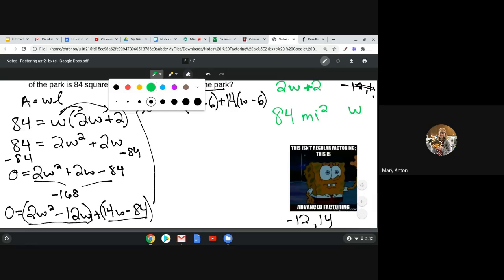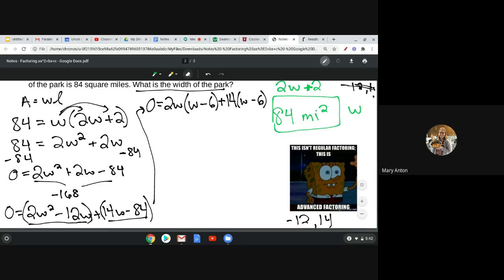All right, let me draw my park again over here. Okay. So now, let's factor out that w minus 6 from both terms. So we end up with w minus 6 times 2w plus 14. All right, now our zero product property says that we can set each of these terms equal to 0, and that will give us values of w that will get this entire product equal to 0. So that means we can set w minus 6 equal to 0 and 2w plus 14 equal to 0.